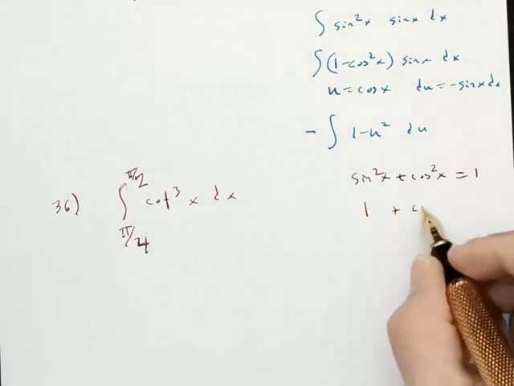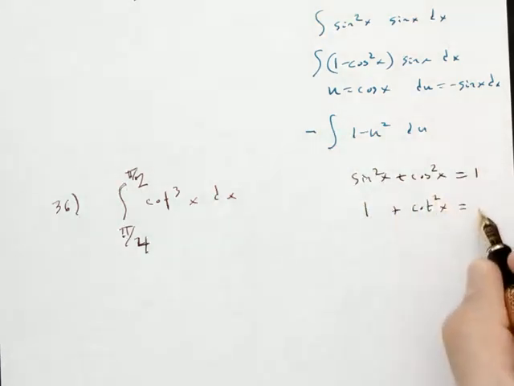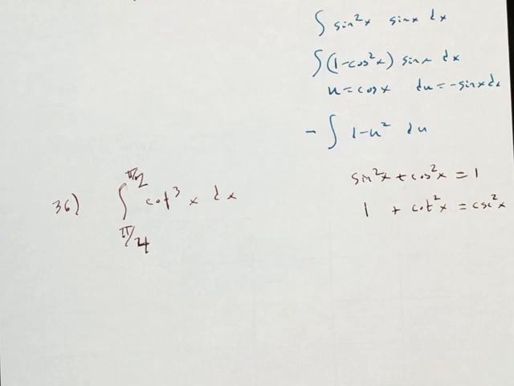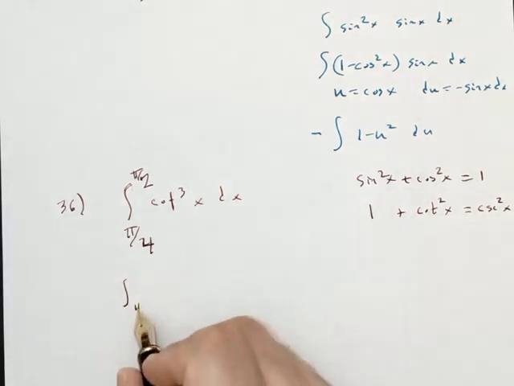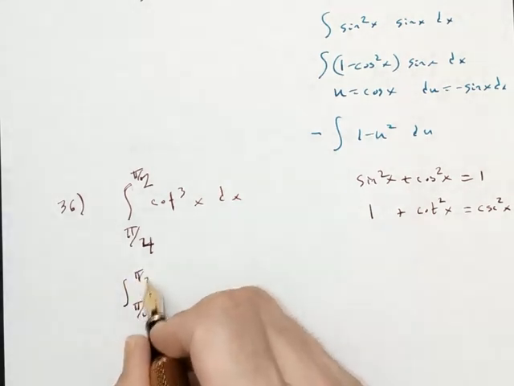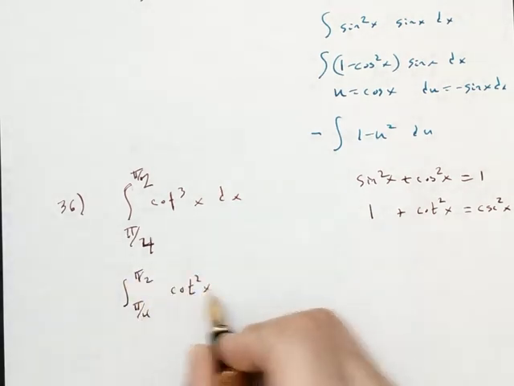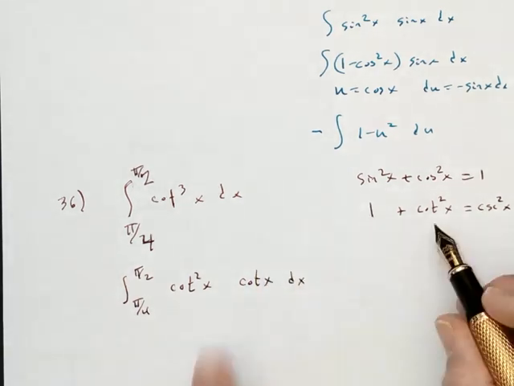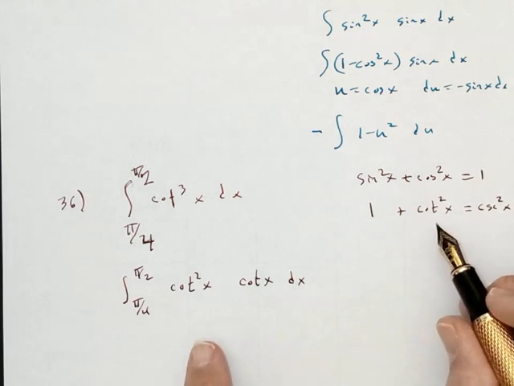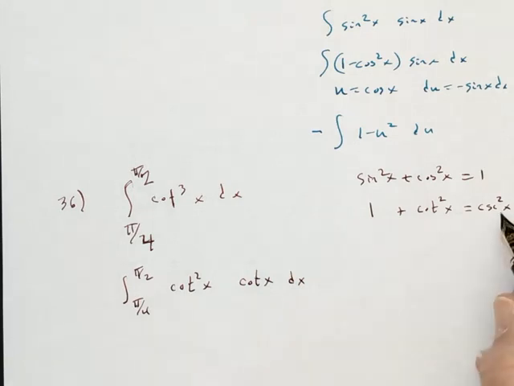1 plus cotangent squared equals cosecant squared, right? So if I pull off one cotangent, I can take the cotangent squared and convert it to be cosecant squared minus 1.